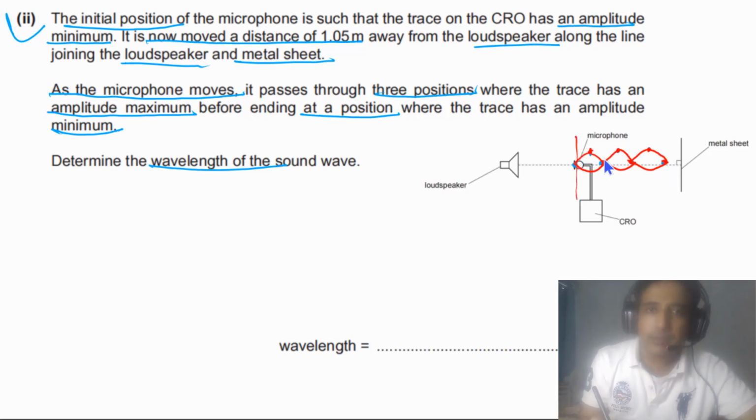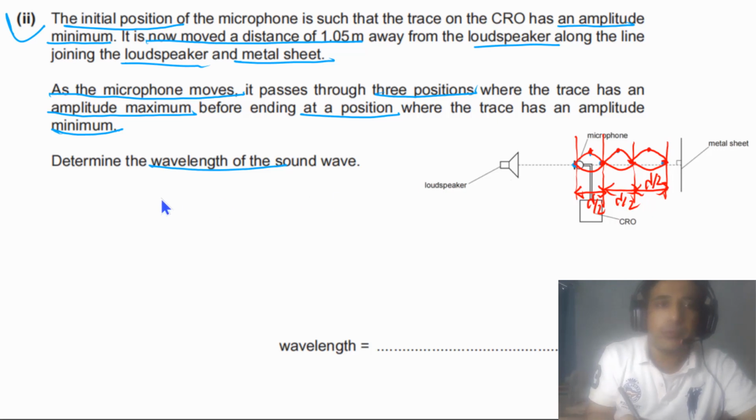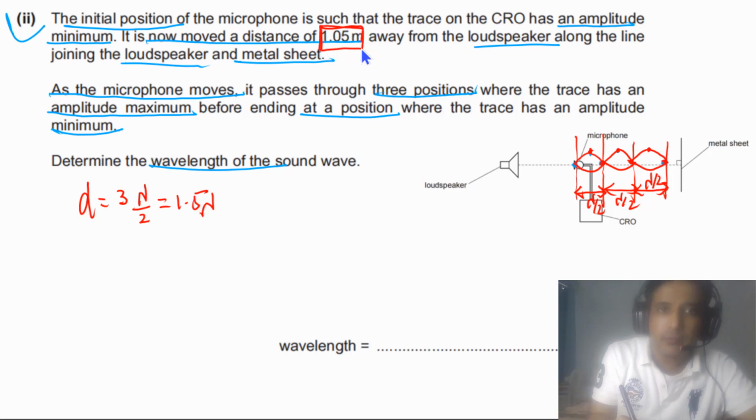Now we need to understand the distance between two consecutive nodes. This is equal to lambda by 2, and between next two consecutive nodes this is also lambda by 2, and between the next two consecutive nodes the distance is also lambda by 2. So simply we can say in this case the distance is equal to 3 lambda by 2, or 1.5 lambda, and the distance traveled by the microphone is 1.05, which is equal to 1.5 times lambda.